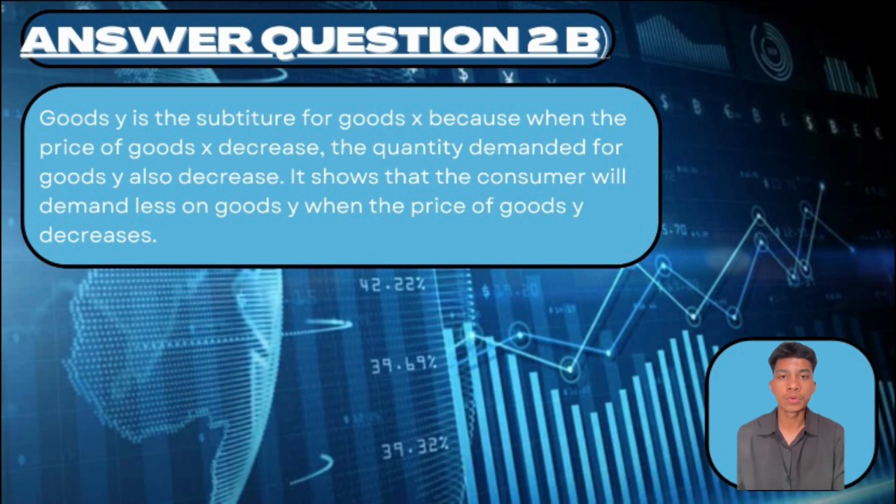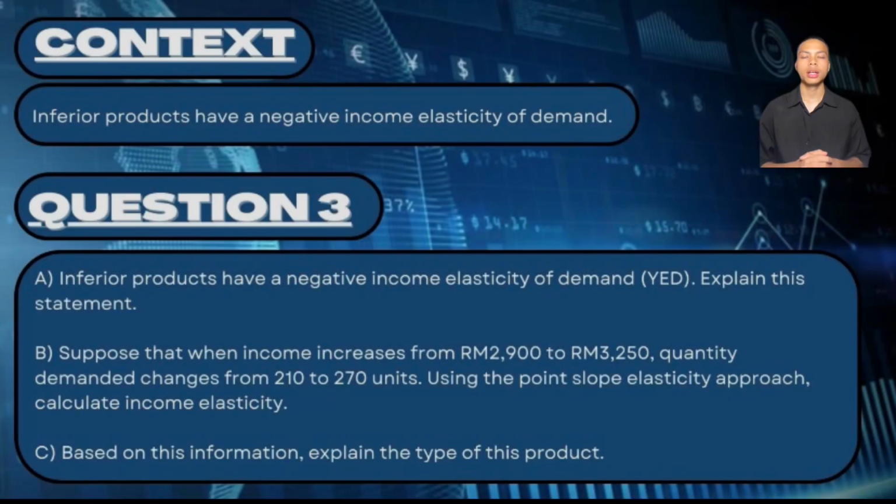After I got the answer for question 1, I can move on to question 2. Question 2 wants me to determine the relationship of good X and good Y, whether it is complement, substitute, or not related at all. My answer is that the relationship of good Y and good X is substitute, because when the price of good X decreases, the quantity demanded for good Y also decreases. It shows that the consumer will demand less of good Y when the price of good X decreases.